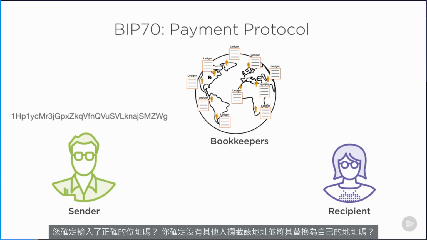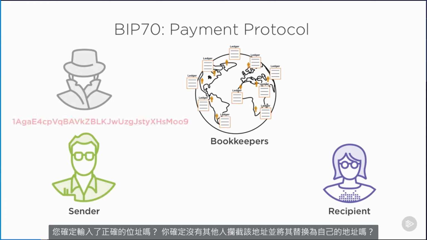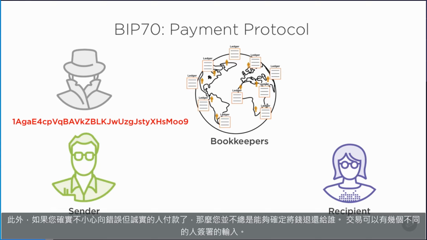This is a little scary. Are you sure you typed in the right address? Are you sure someone else didn't intercept the address and swap it for one of their own? Furthermore, if you did accidentally pay the wrong but honest person, it's not always possible to determine where to return the money. Transactions can have inputs signed by several different people.